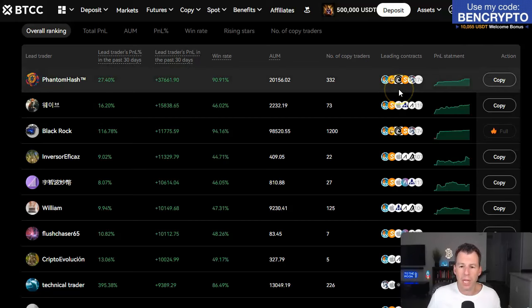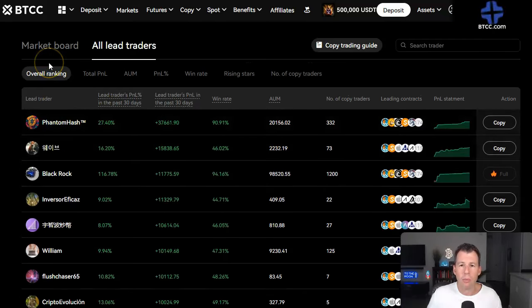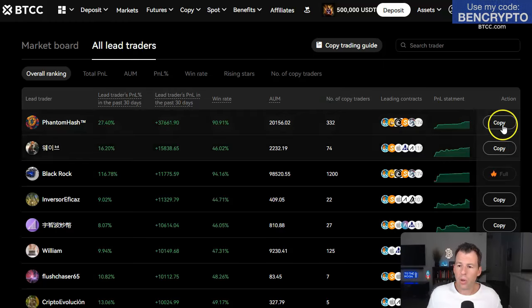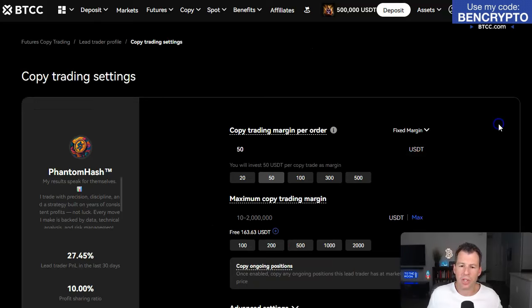He has 332 people copy trading him and $20,000 in assets under management. I wish it was a little more, but overall, he checks the most boxes. That's why he is number one on the overall leaderboard by BTCC. So this is the one that I would copy trade. You want to go to the right side and click copy. Again, click copy for Phantom Hash, the person I've chosen.